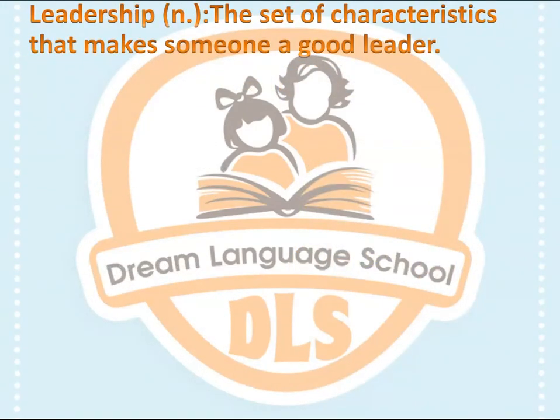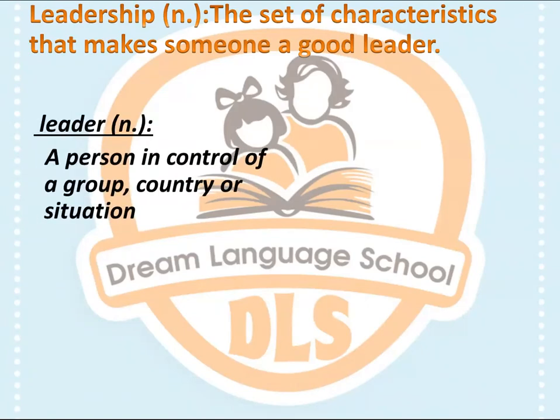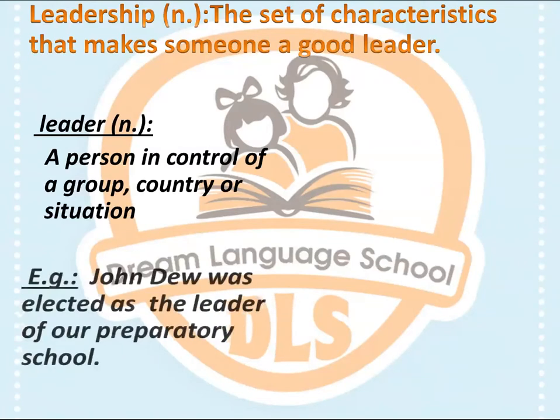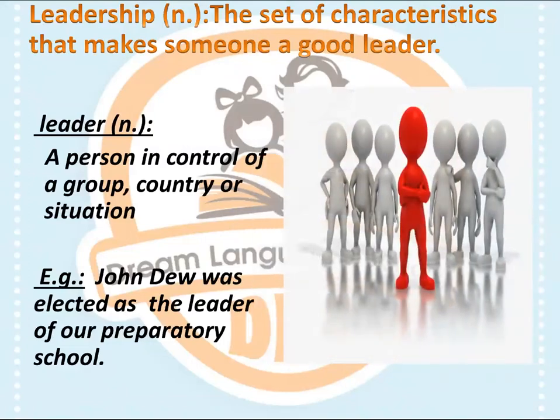Leadership is a noun. It's the set of characteristics that makes someone a good leader. Leader, again, is the person himself, the person who is in control of a group, country, or situation. John Doe was elected as the leader of our preparatory school. Okay, you see, this person in red, he is the leader of the group. And leader means responsible of. He is the one in control of or responsible of the group. Next.